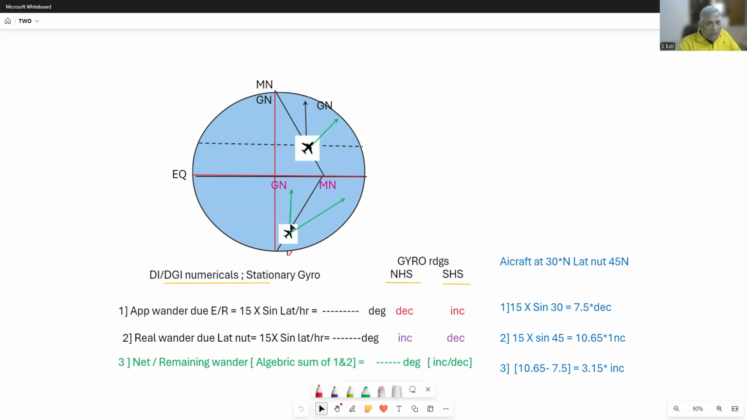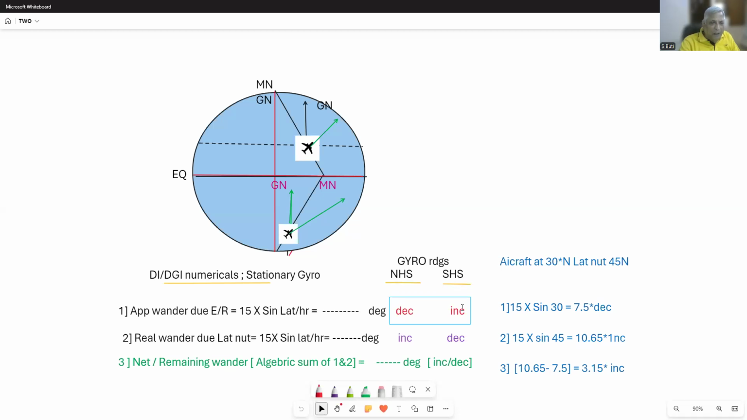In the southern hemisphere, this is your gyro north parallel to this place, but now my magnetic north has moved to the right. Here my magnetic north moved to the left. So here what will happen, this is the heading of the aircraft. Magnetic compass reading will be less and gyro reading will be more, and we'll say in southern hemisphere, gyro readings increase.